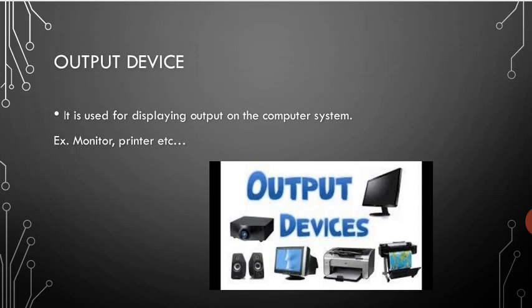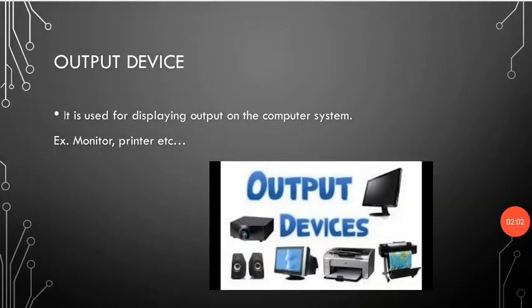For example, if a user wants to know the result of 5 minus 3, then by the use of an input device, he gives the instruction to the computer, 5 minus 3. After processing, the processor sends the result to the output device. That means the answer is displayed on the computer screen, which is done by our monitor.